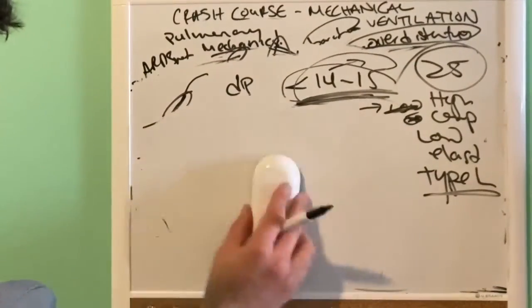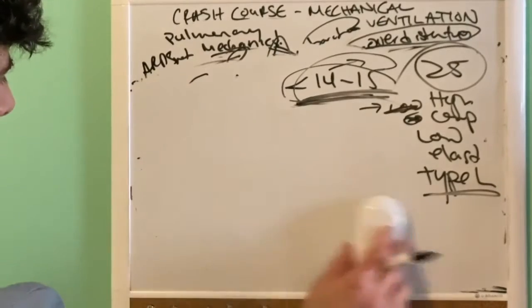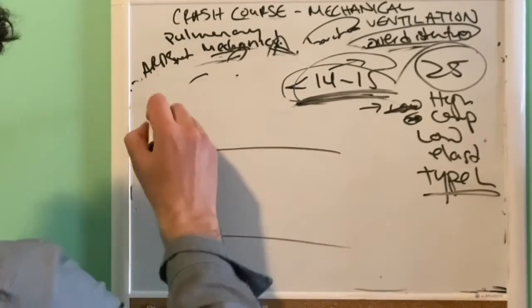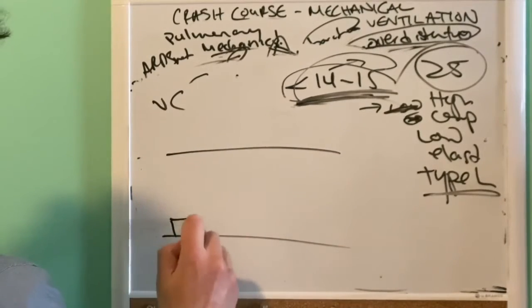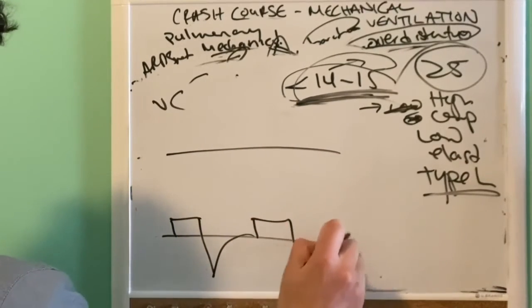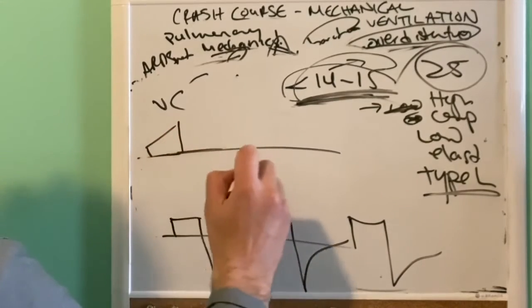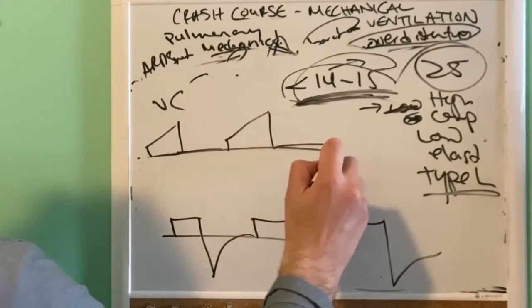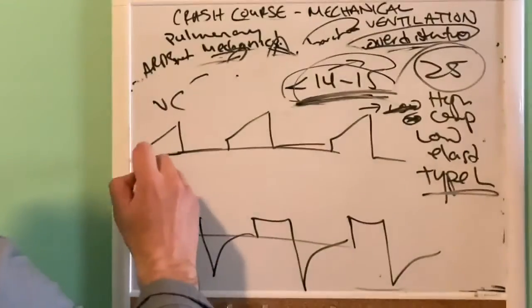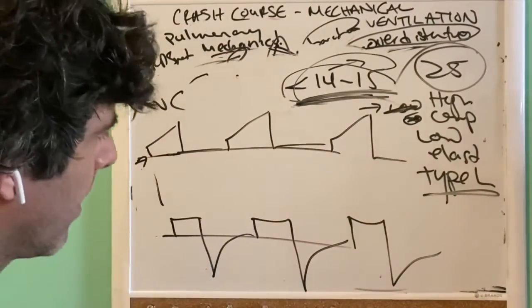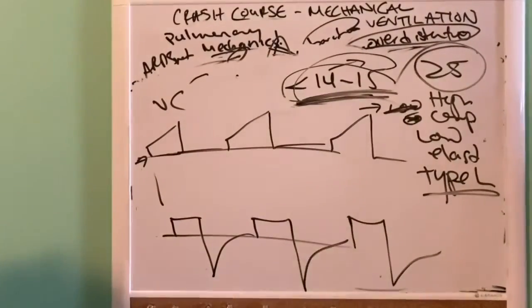One thing I didn't mention is, I said that in volume control, the flow always has to be like this, and traditionally this is what it looks like. This person has no PEEP, say these are equal. This is traditionally what volume control looks like. These are all the same level.